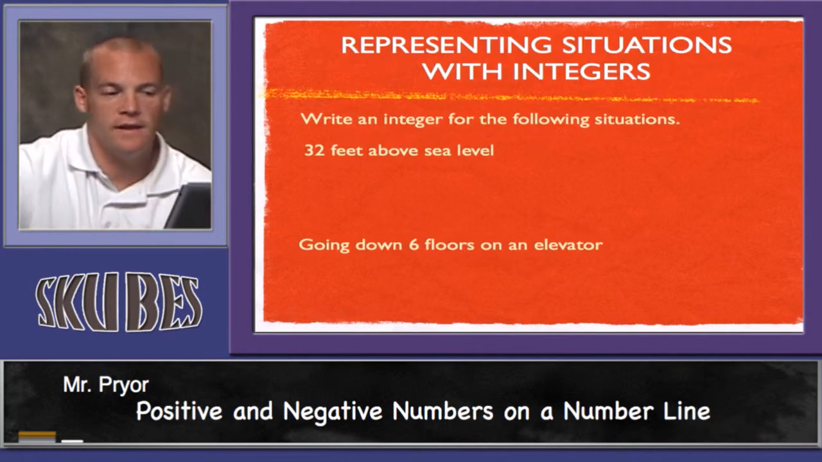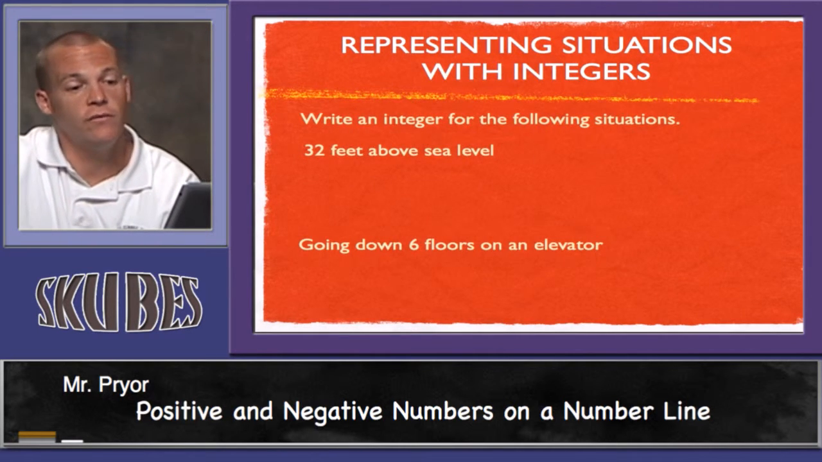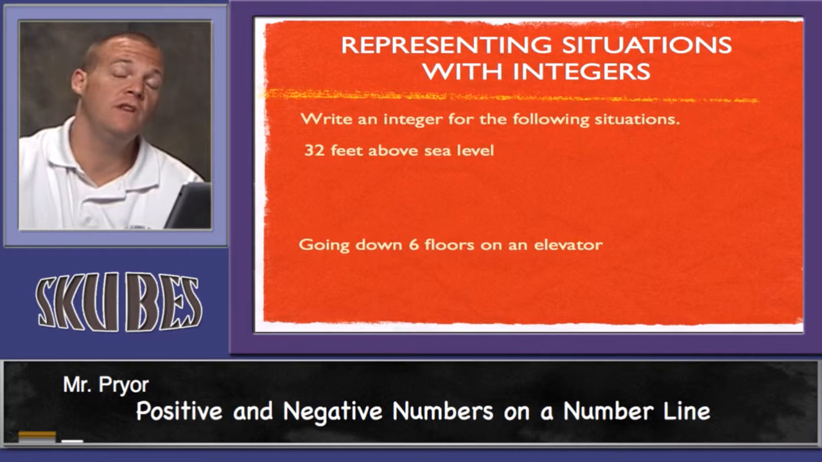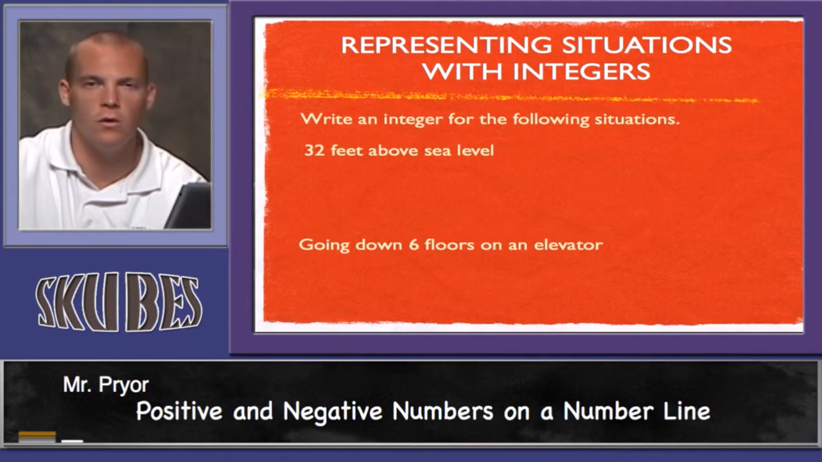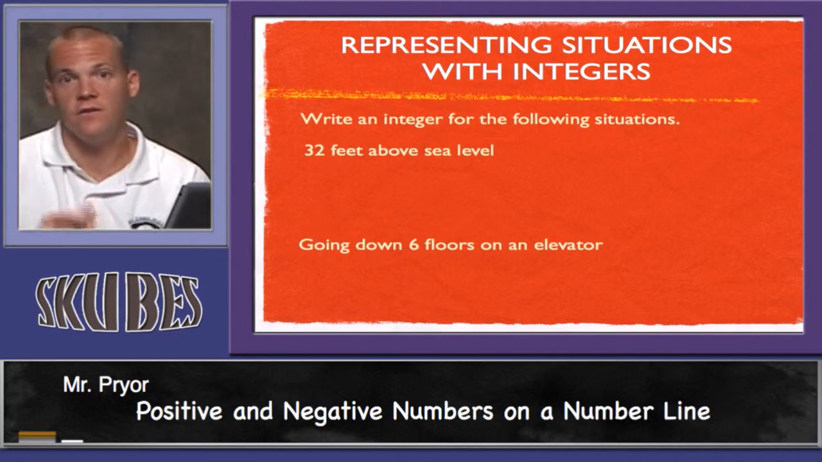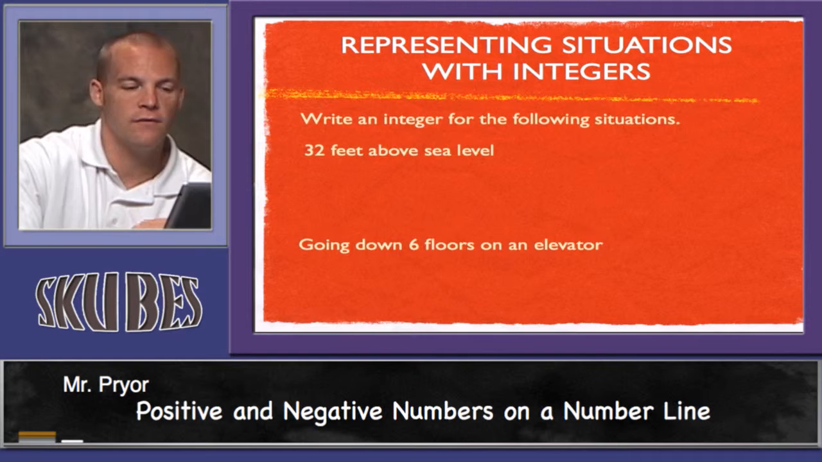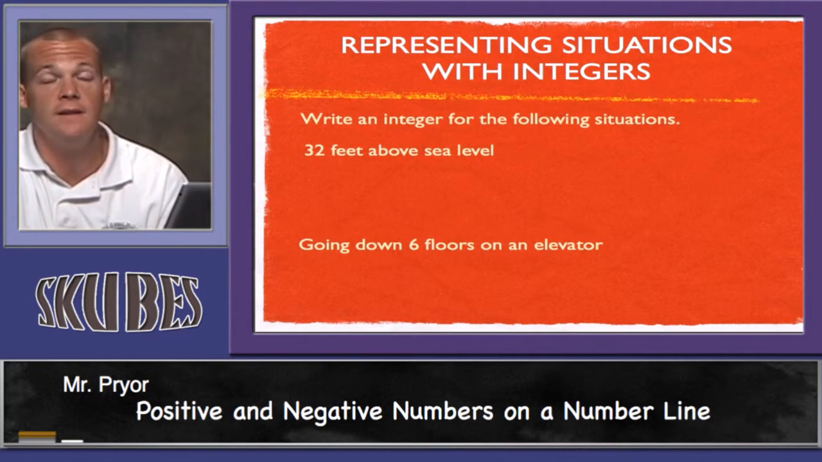So in real life context, what they're going to do is give you problems such as this. Write an integer for the following situation. And what you need to do here is look for common terms like below or above, things that refer to going up or down. Okay, and you'll see a lot of those terms referenced, and I'll point them out to you. Our first example here would be 32 feet above sea level.